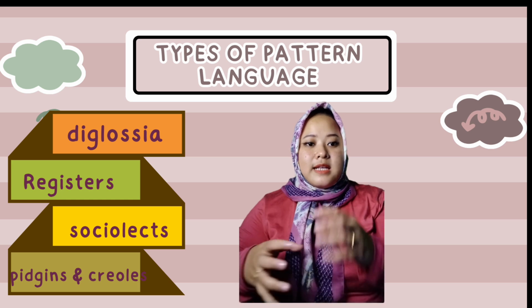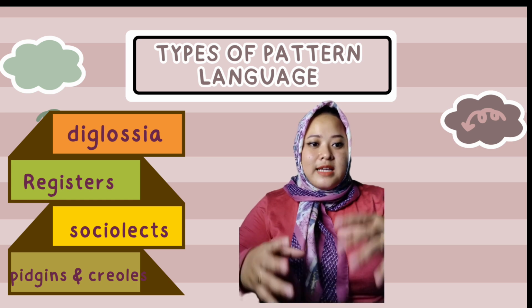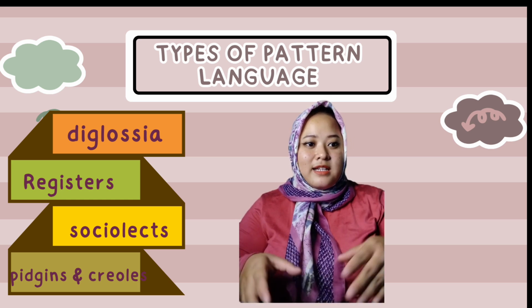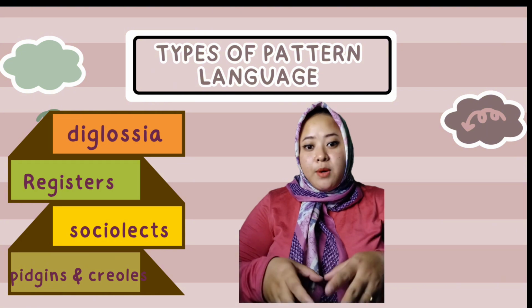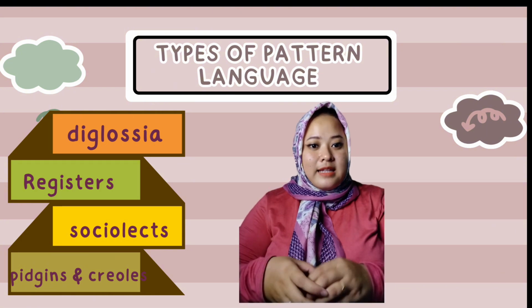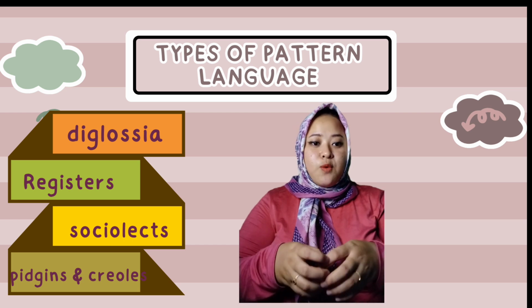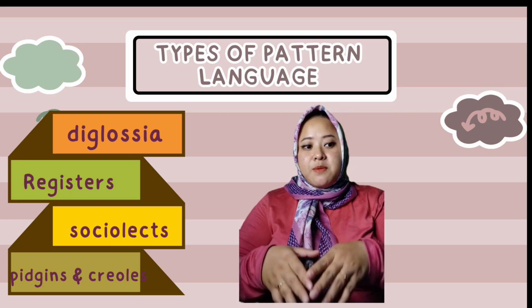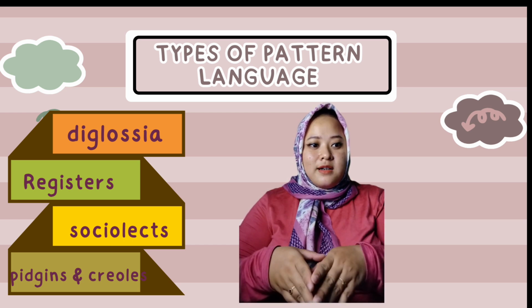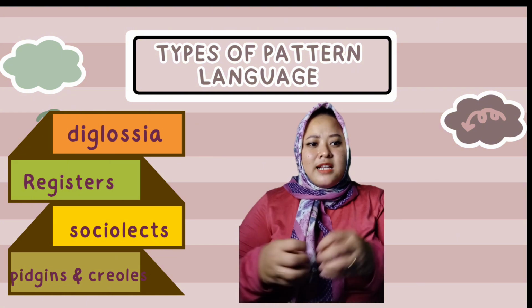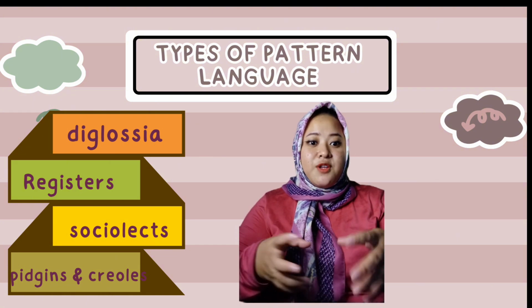The second topic is register. Register is the variation in language based on the level of formality or context. And the third is sociolect. Sociolect is language used based on specific social groups. For example, the language used by working class individuals.